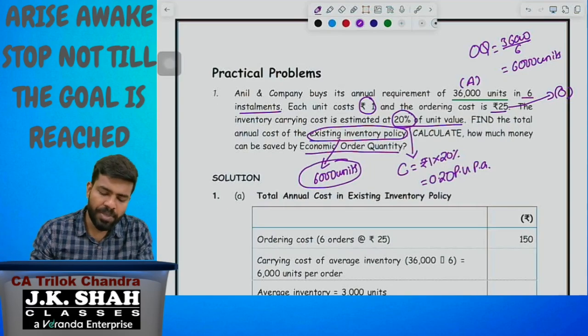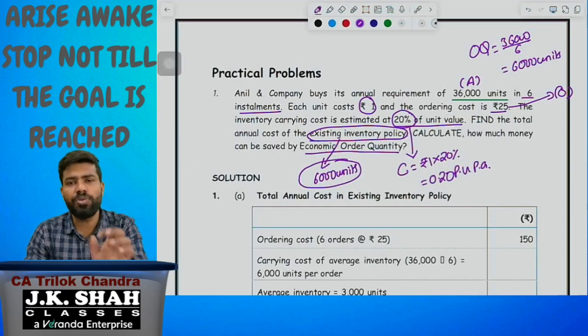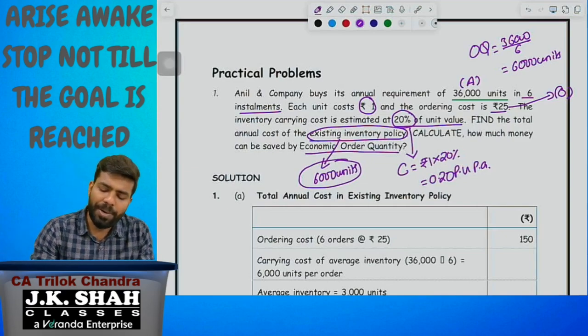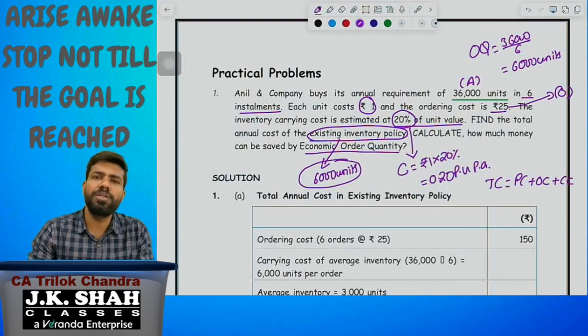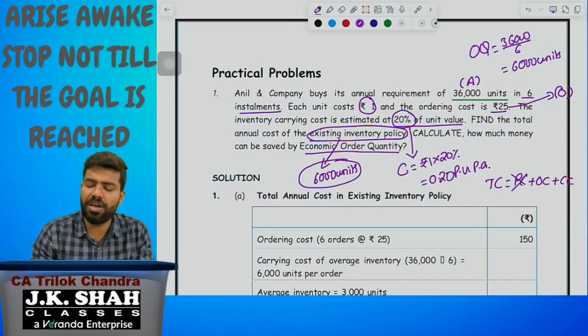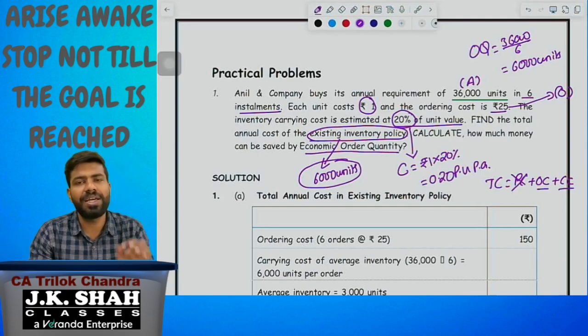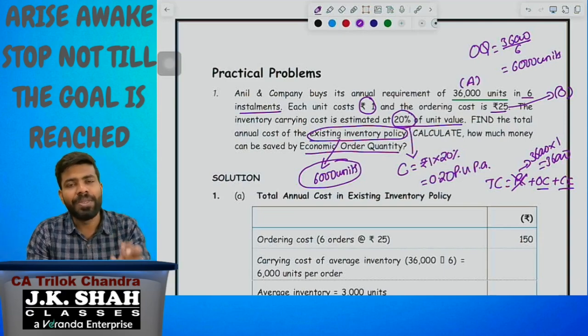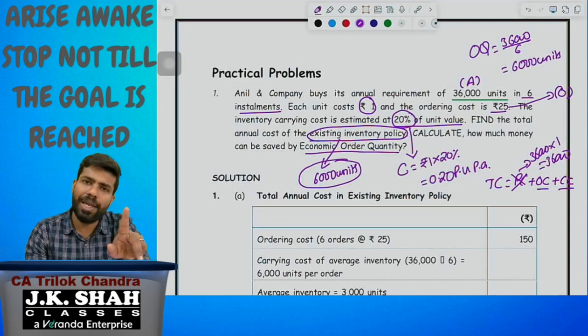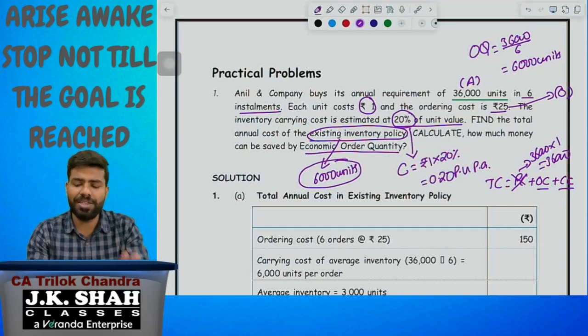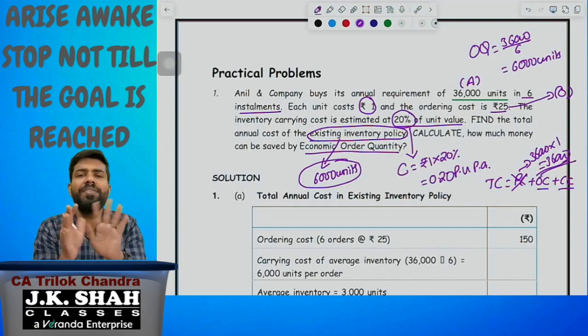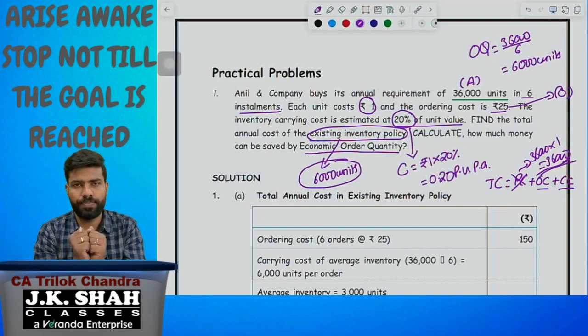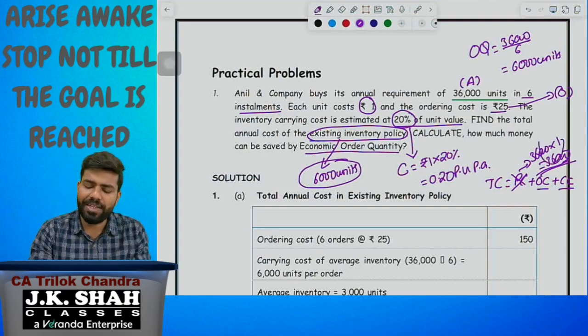First we'll take the first scenario, 6,000 units. And one more thing, when it comes to total cost, it is purchase cost plus ordering cost plus carrying cost. In the solution given in the study material, they are not taking the purchase cost. They take only ordering cost and carrying cost. The reason is that the purchase cost is anyhow 36,000 into 1, which equals 36,000. It is the same in both cases, in the ROQ case as well as in the EOQ case. It is not going to have any impact on the savings of the cost. For that reason, they are not taking 36,000.